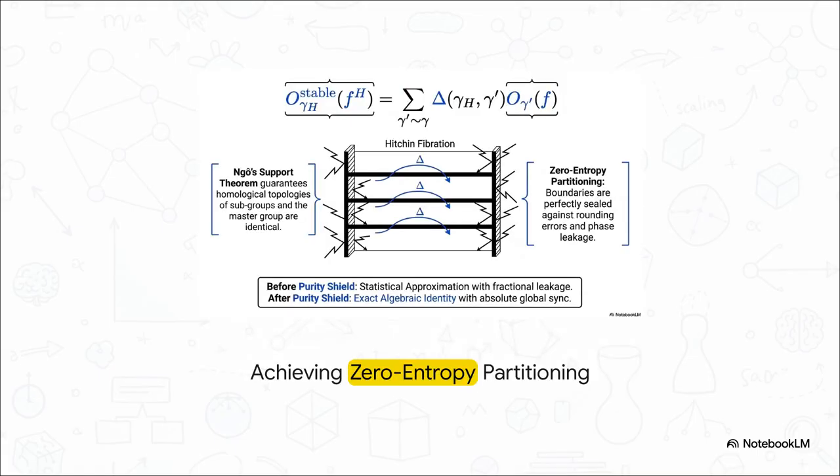But wait, what happens to the data at the edges of these parallel arrays? Well, Ngo's support theorem acts as a purity shield. It guarantees homological topologies are identical and seals boundaries against rounding errors to create zero-entropy partitioning. Before this shield, parallel processing suffered from statistical approximation and fractional leakage. It was messy. But after this shield, represented by the solid boundary lines you see here, we have exact algebraic identity. There is absolute global sync with literally zero data bleed between dimensions.